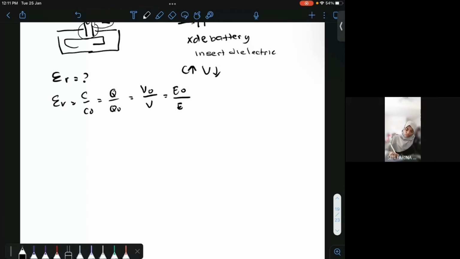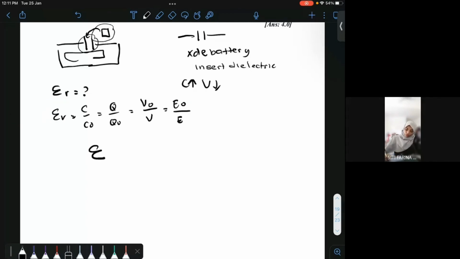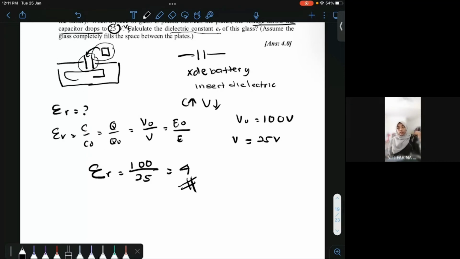So sekarang, since we have V naught sebanyak 100 dan juga V after you insert dielectric is 25, epsilon R kamu akan jadi 100 divide 25. We're going to get 4. Tak ada unit, 4 sahaja. Okay?